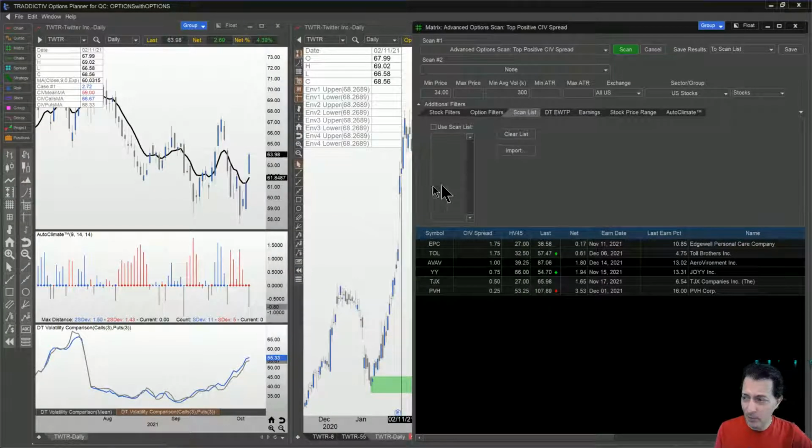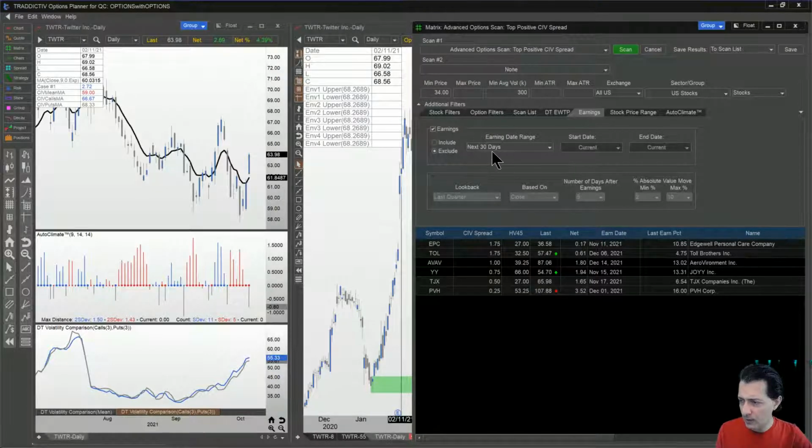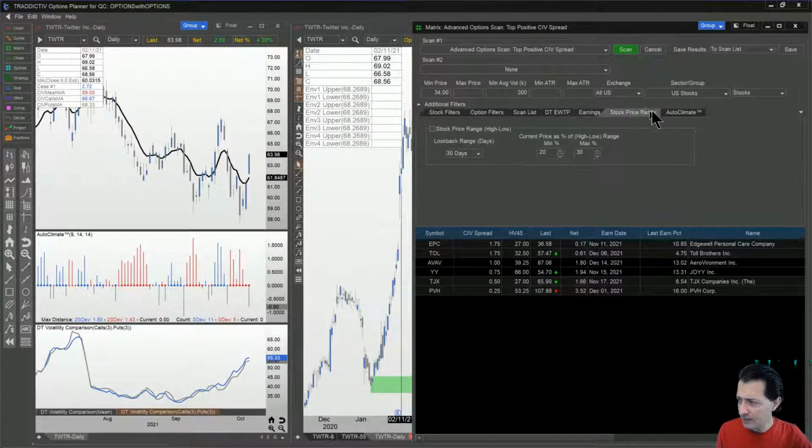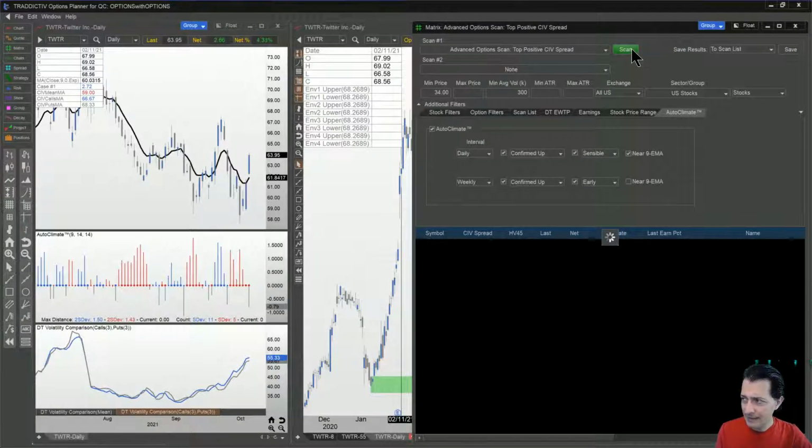I'm going to load my penny increment options list. Nothing on strength and Elliott wave. Earnings, we're going to exclude the next 30 days. And then when it comes to the climate, I would like the climate to be confirmed to the upside early on the weekly, and sensible on the daily. That would be beautiful, and even more beautiful near the 9 EMA. That's a lot to ask. Yes, and we got a no. So let's start checking to see where we find opportunities.